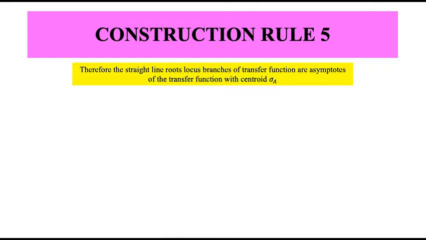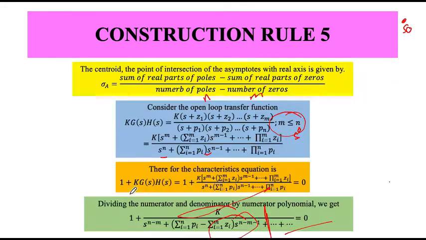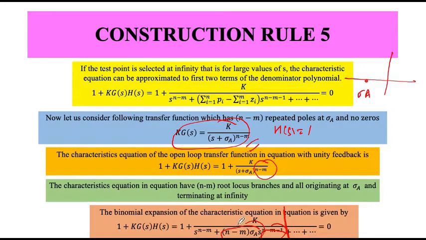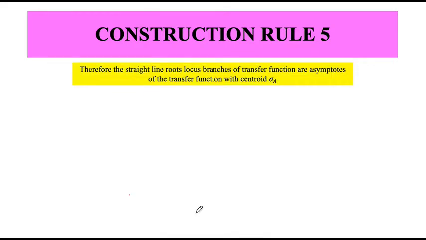So everybody starts, we just started here. We just started, then we just divided it, so I get this value: summation of poles minus summation of zeros. Then in this other equation, I have n minus m times sigma a. So I am just equating them.